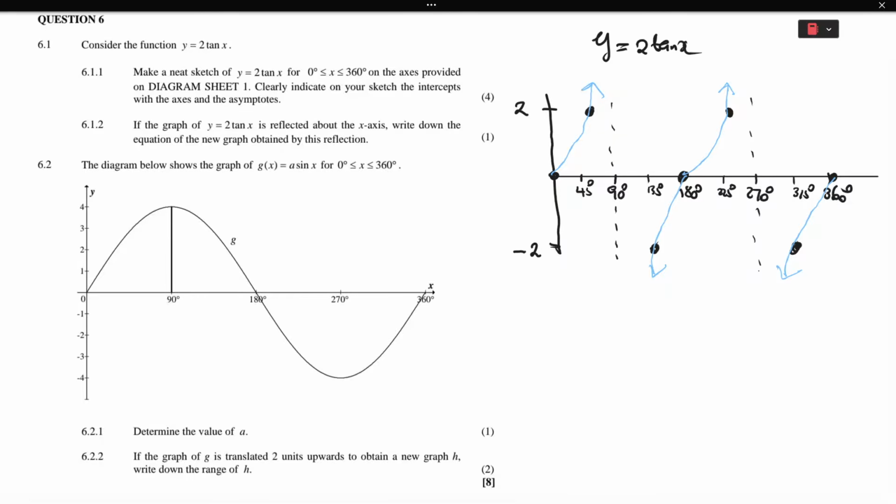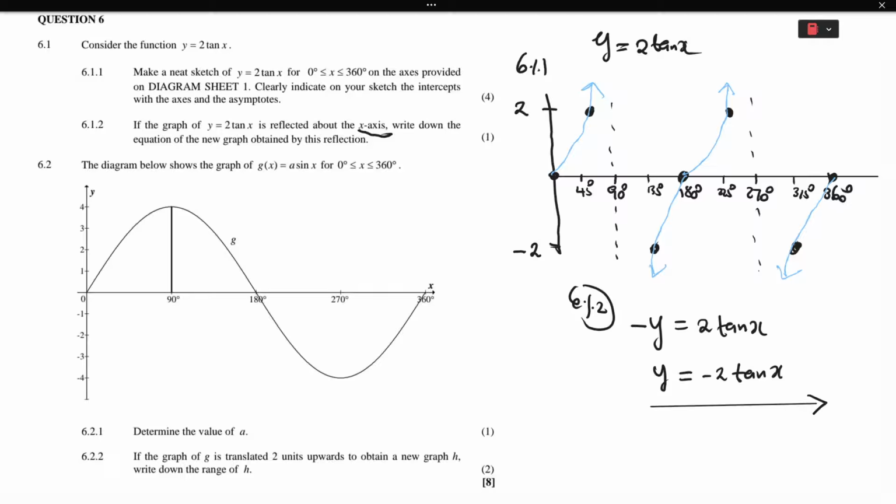If that graph is reflected about the x-axis, we did this in grade 9, question 6.1.2. That was 6.1.1. So reflection about the x-axis, where there is y, you put minus. So it's going to be y is equal to minus 2 tan x. All right. Now we are good on that one.